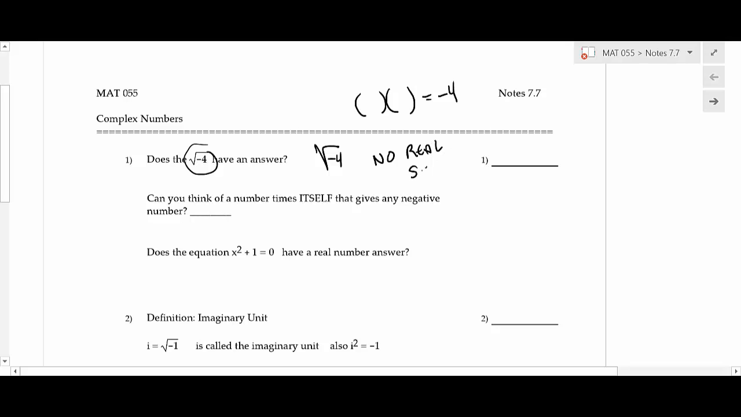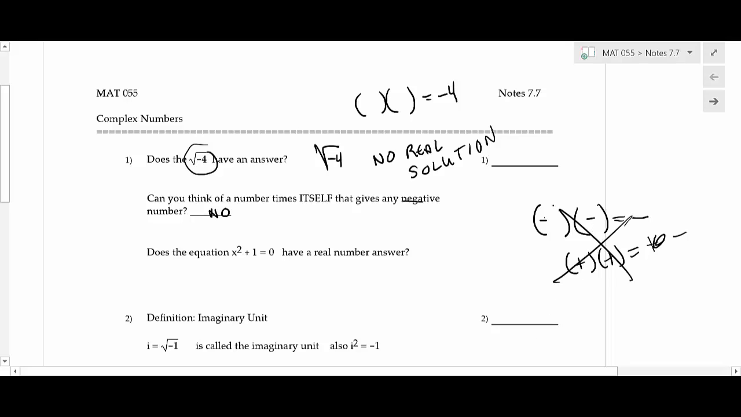At this point in the class, we've only talked about real numbers. Real numbers are decimals, fractions, negatives, positives, whole numbers, everything. A complex number is a totally different idea. You cannot think of a number times itself that would give you a negative number. Does that make sense to everybody? If you multiply two negatives, or two positives, you would never get a negative. So it's impossible. Does that make sense to everybody?